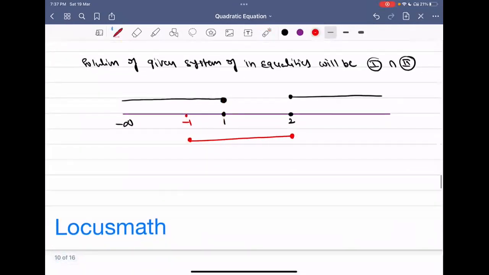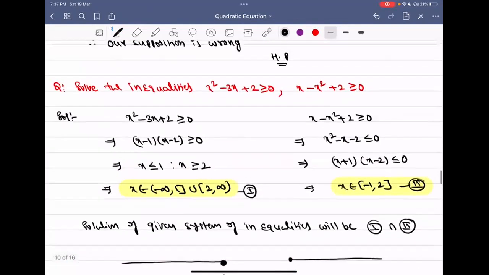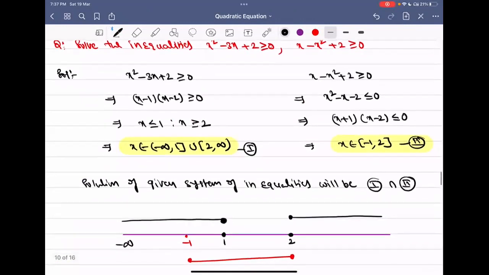So the final solution is, therefore the final answer is closed minus 1 to 1, union, singleton set 2. So this is the answer. So these are the values of x which satisfy both the inequalities.